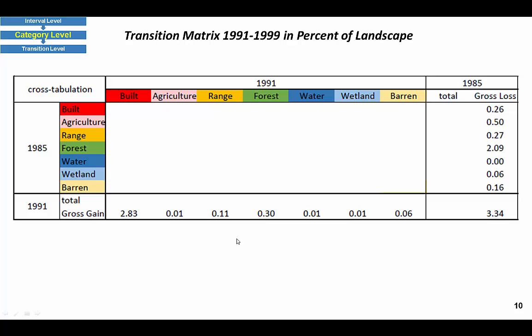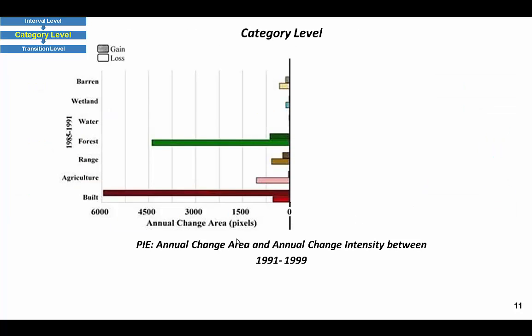The category level digs deeper into the details of the matrix. The category level examines the size and the intensity of each category's growth, gain, and loss during each time interval. We observe that built has an obvious gain of 2.83%, and forest has an obvious loss of 2.09%. Bars with dark colors represent gains, while bars with light colors represent losses. Forest is a category with the largest losses, and agriculture is a category with the second largest loss.